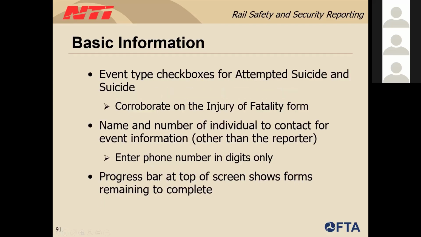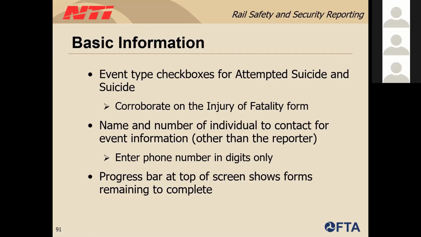There are event type checkboxes for attempted suicide and suicides. Please make sure this selection is also made on the injury or fatality form accordingly. The last piece of information is the name and phone number of someone to contact for additional information regarding the event. You do not need to enter the name of the person if it's the same as the person reporting the event. When you enter a phone number, enter only the numbers and no parentheses or dots.